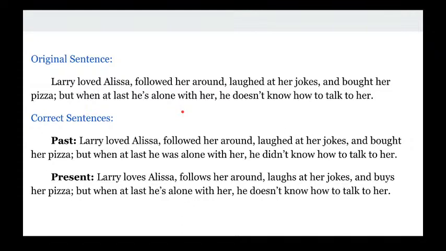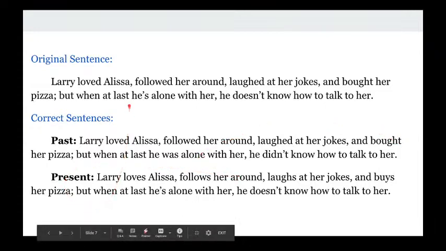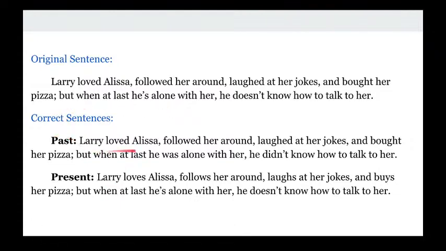In order to correct this sentence, we need consistency of our verb tenses. There are 2 possible versions, and there can be many more with all of the tenses, but I have one sentence completely in the past and another completely in the present, because this sentence merged the 2. A correct version would be, Larry loved Alyssa, followed her around, laughed at her jokes, and bought her pizza. But at last when he was alone with her, he didn't know how to talk to her. Now we have didn't here, which is correct because it agrees with the past tense used throughout the entire sentence.